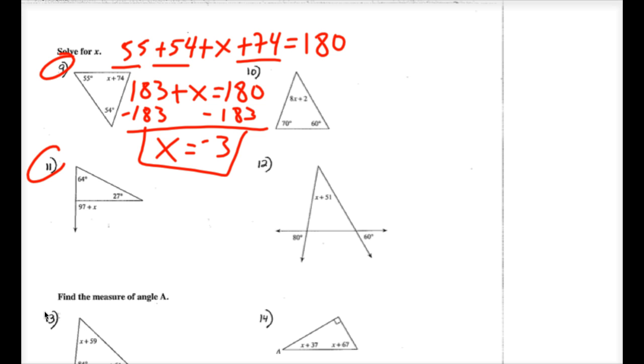Not that they're asking us to do this, but what's the measure of the angle we don't know? 74 minus 71. Or I'm going to do it the other way around: -3 plus 74 is 71 degrees. Guess what 55 plus 71 plus 54 makes? 180. Yeah, that's how you check your work. Take your value of x, put it in for x, that makes 71, and then add them all up.